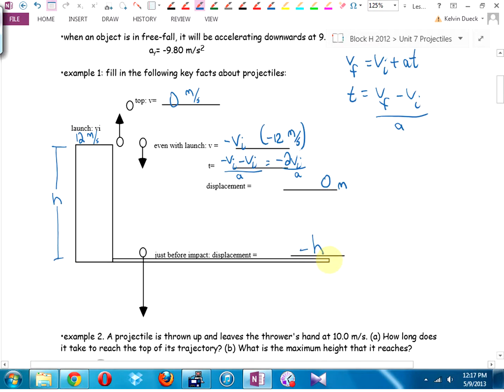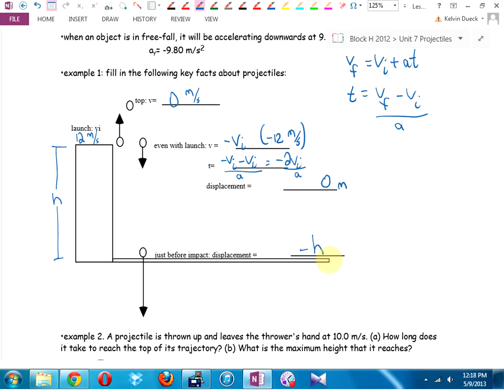Those were some of the key ideas about launching a projectile vertically. And that is always going to be true. When we launch something sideways or at an angle, what we're going to do is break that motion up into vertical and horizontal, listen to the word, components.